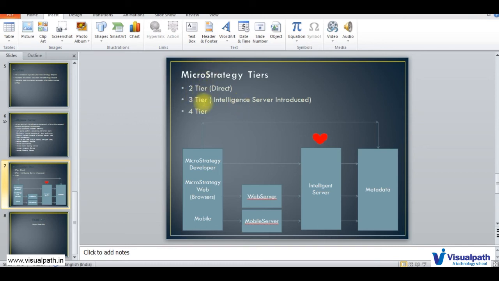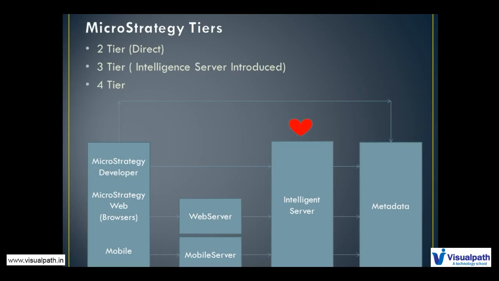So we'll talk about the second option, which is 3-tier. In 3-tier, MicroStrategy Developer, MicroStrategy Web, Mobile, everything comes into the picture. First we will talk about MicroStrategy Developer. Your MicroStrategy Developer, through the project source, is connecting to Intelligence Server, and that Intelligence Server is connecting to metadata. So how many tiers are coming into the picture? First, second and third. That's why it is called 3-tier architecture.